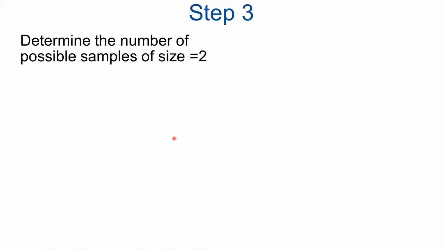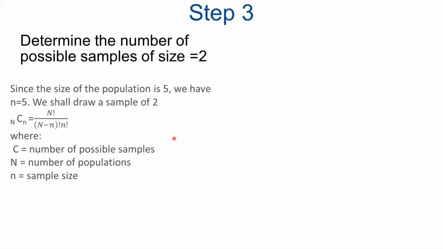Determine the number of possible samples of size equal to 2. So since the size of the population is 5, we have capital N is equal to 5, and we shall draw a sample of 2. So we have here the formula of the combination. So combination of N taken n, where N factorial over N minus n factorial times n factorial. So yung capital N natin is the number of observation, and the small n is the sample size. So yung small n natin ay 2.